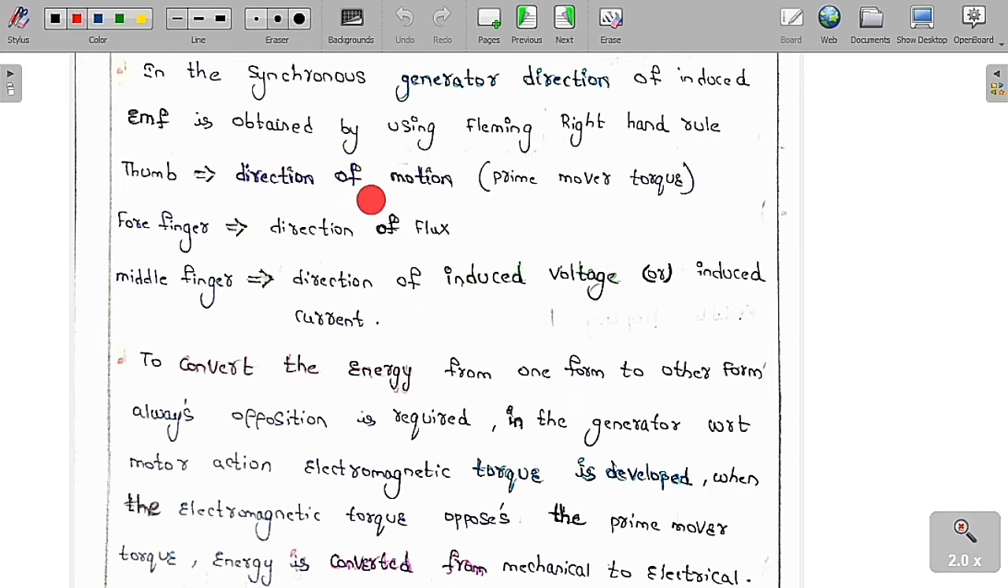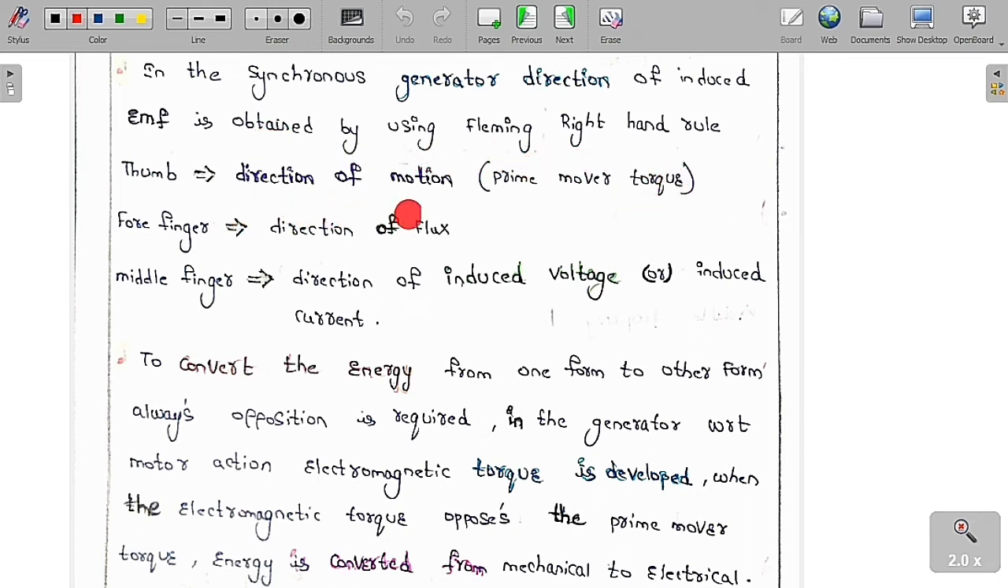Thumb is nothing but the direction of the motion of the prime mover torque, and the forefinger is going to tell you about the direction of the flux, and the middle finger is going to show you the direction of the induced voltage or the induced current. I have already told you, Fleming's right hand rule should always be used for the generator, whether it is a DC generator or a synchronous generator.